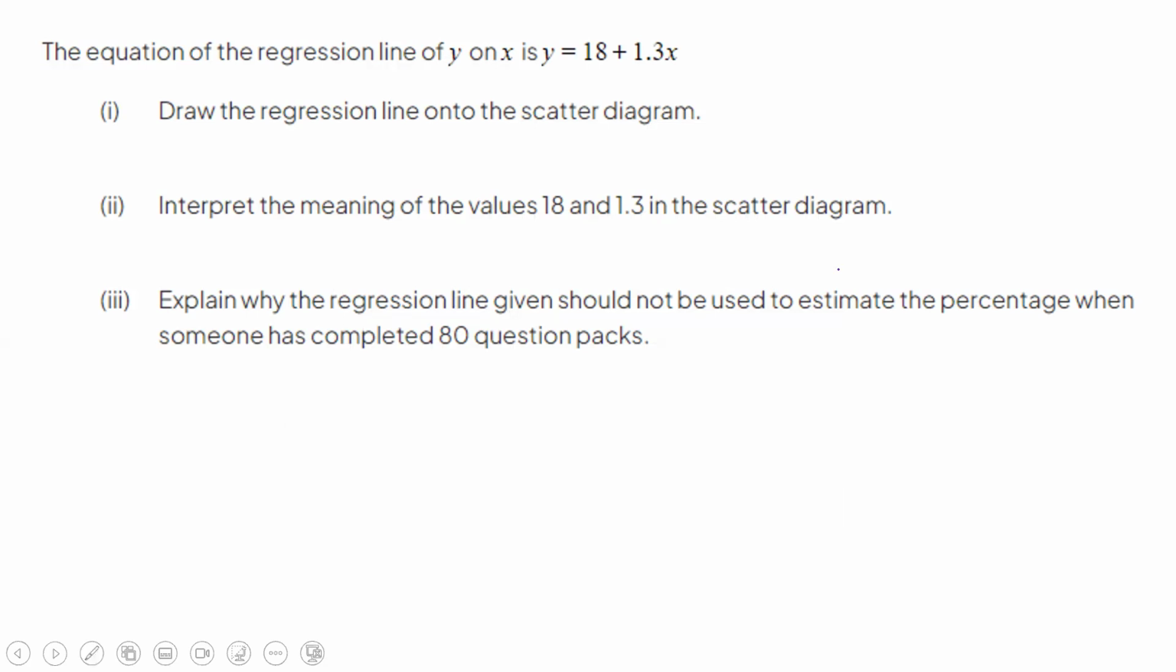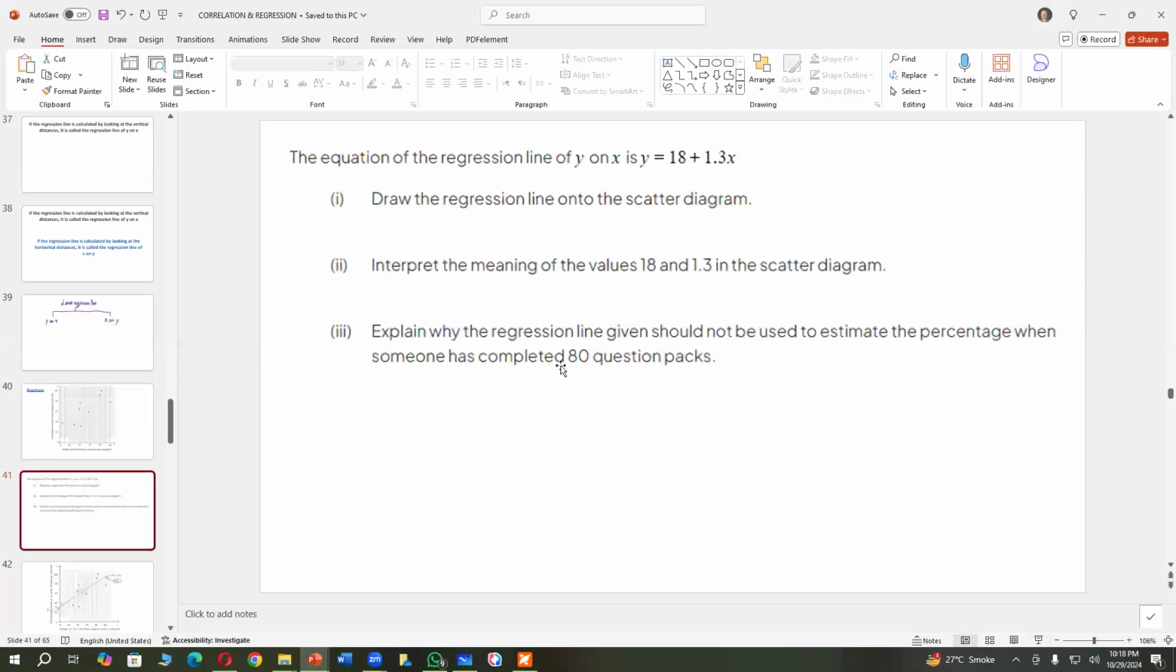Now, the question says the equation of the... Let me share the question first. Let me share the example on the chat.